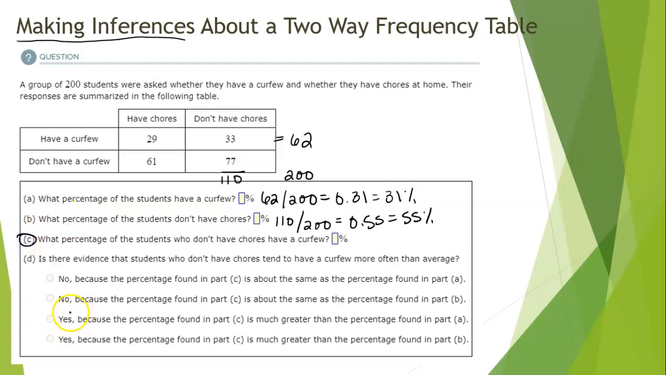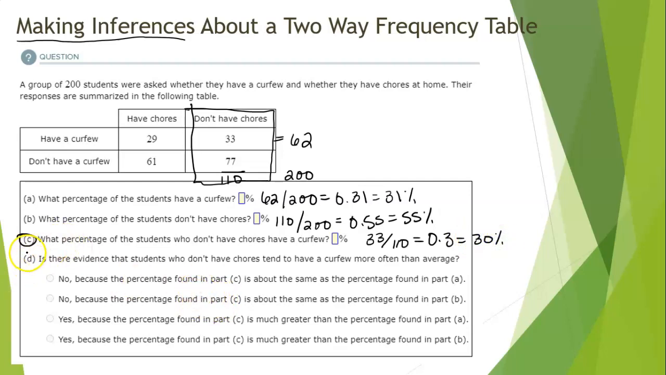Now, C is worded a little bit differently. It says, what percentage of the students who don't have chores? They're telling me we are only looking at this column. We are no longer talking about all the students, which means this is out of 110. What percentage of the students who don't have chores, which is 110, have a curfew? Well, that's 33 out of 110. So we're going to divide 33 by 110. That gives me 0.3. If I move that decimal point 2 places to the right, that's 30%.